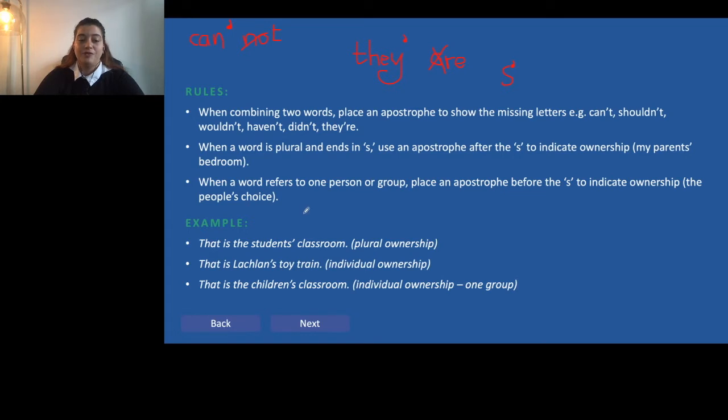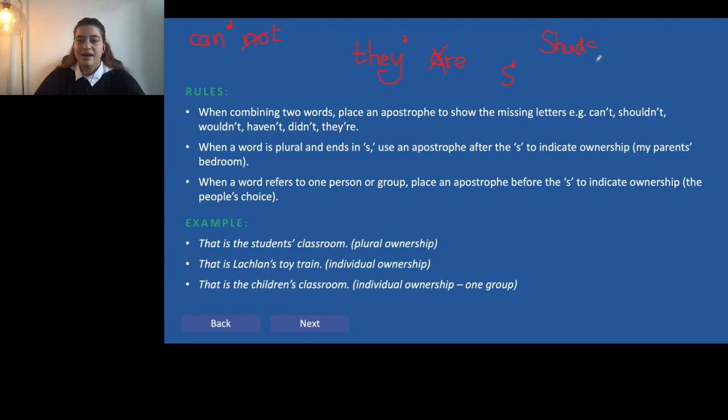When a word refers to one person or group, place the apostrophe before the S to indicate ownership. So for this one, let's pick a name. Shua. Here you go, your name up here. Shua does lots of beautiful drawings. So we're going to talk about Shua's drawings. You can hear it in my voice when I'm saying it. Shua's drawings.